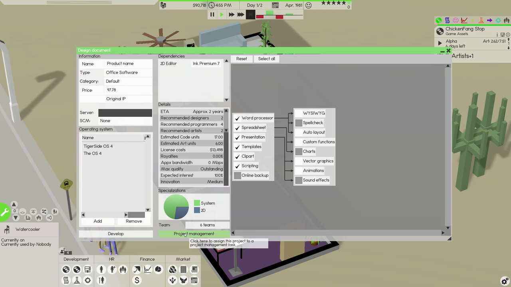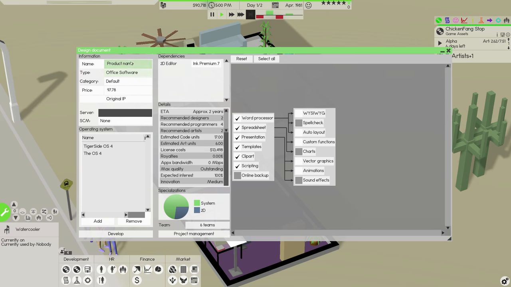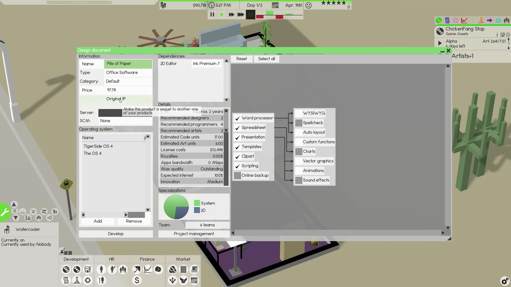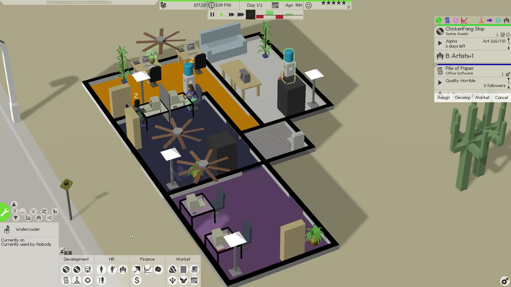All right. Project management. You haven't picked a name for your software. Oh, right. Office software. Let's go with Pile of Paper. I like Pile of Paper. POP, sure. Pop. Pile of Paper version 1.0. It's an original IP category. It's just what it is. We do not have a source control management system yet. We might have in the future. But for now, yep, you guys are going to start working on it.